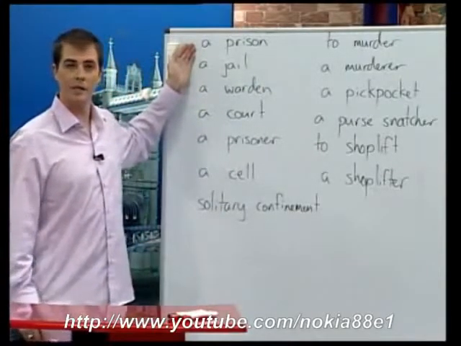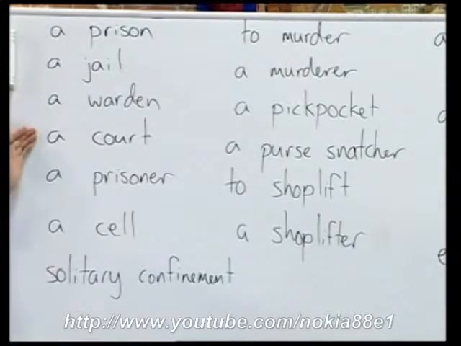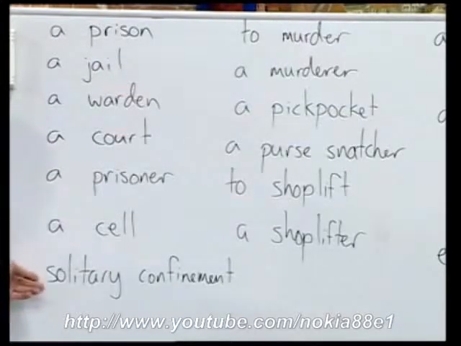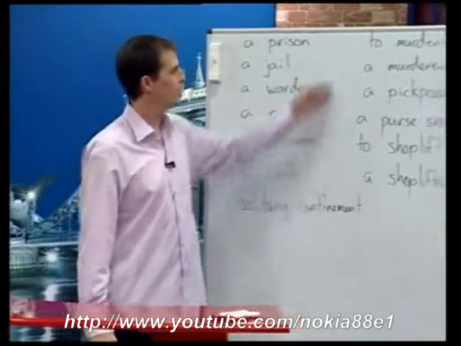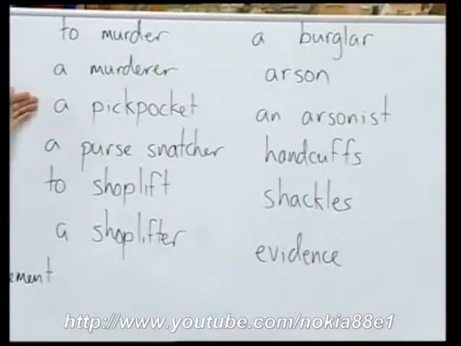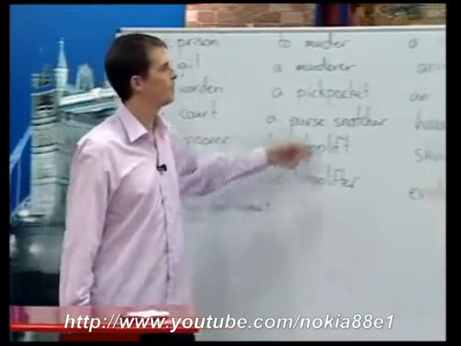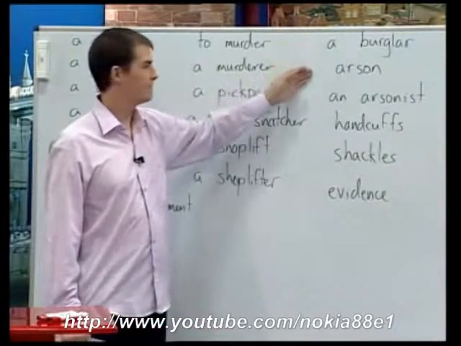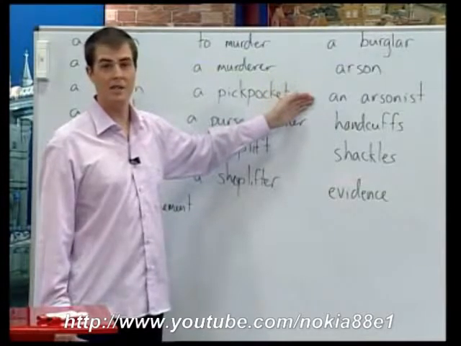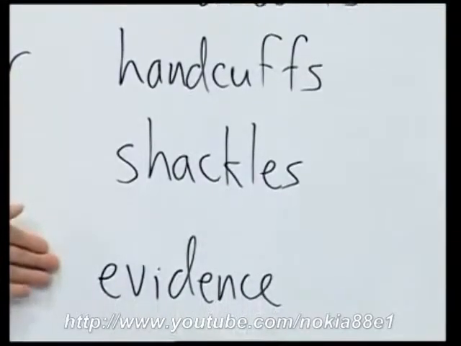First we have a prison, a jail, a warden, a court, a prisoner, and a cell. Now we have solitary confinement. The verb to murder, and the person, a murderer. A pickpocket, a purse snatcher. To shoplift, and the person is a shoplifter. A burglar, arson, an arsonist is the person. Handcuffs, shackles, and finally, evidence.